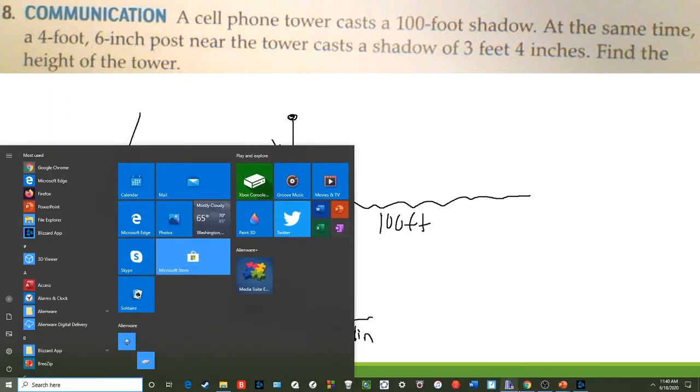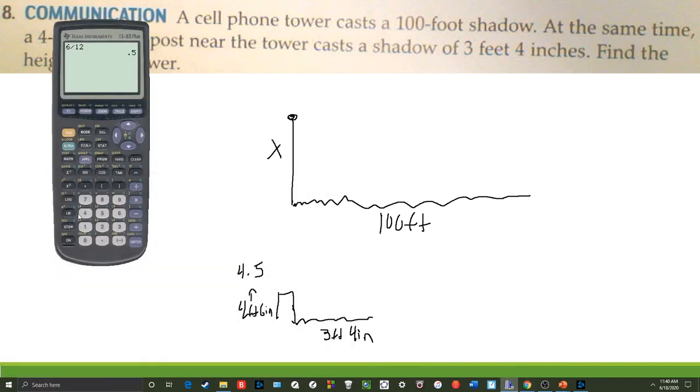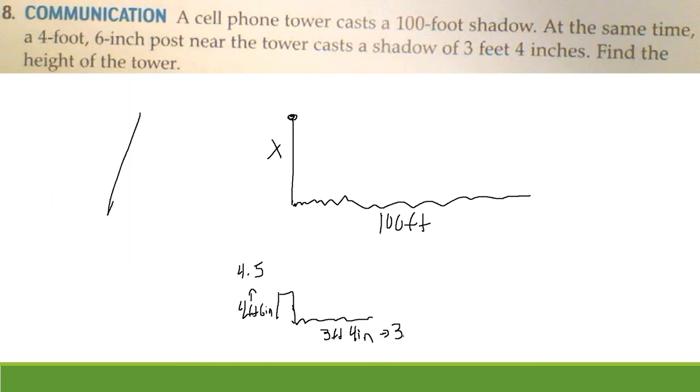And 3 feet 4 inches. So 4 out of 12 is 0.3 repeating. So this would be 3.3 repeating feet. So just a little bit of a conversion there to make sure that everything's in the same units before we start matching them up here.